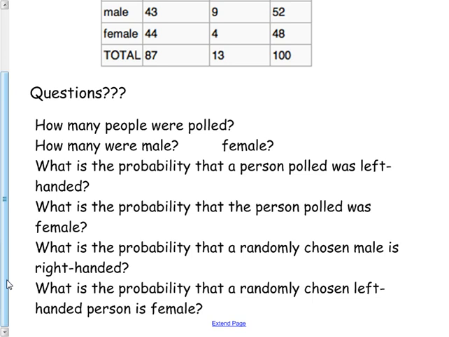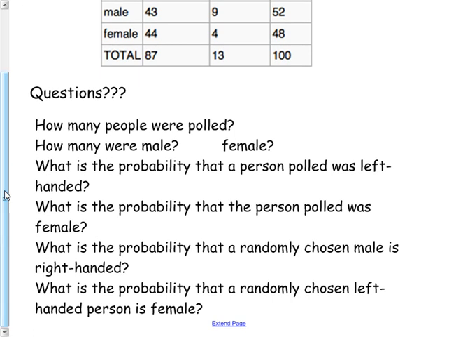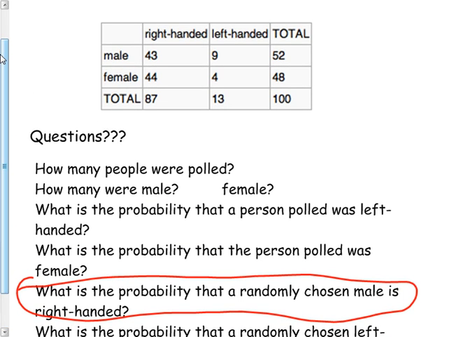Now, we're not going to answer all of these questions because I want to jump into your homework. I want to do one more that's kind of a tricky one. This one. What's the probability that a randomly chosen male is right-handed? Well, here's right-handed males. That's easy. You know it's 43. You're all going to get that right. But some people are going to put it 43 out of 87. Some are going to put it 43 out of 52. And some people are going to put 43 out of 100.